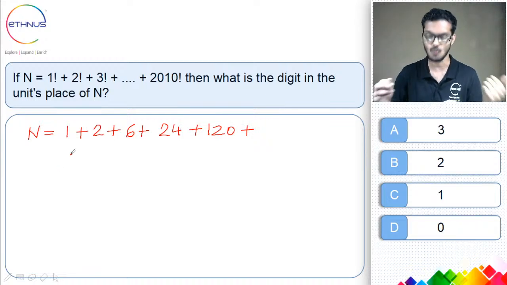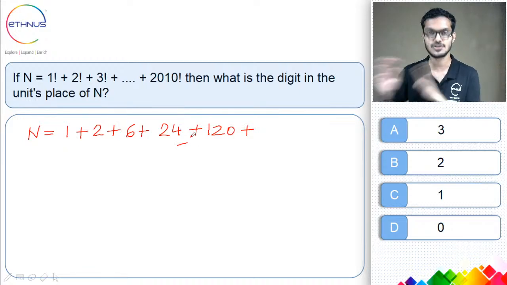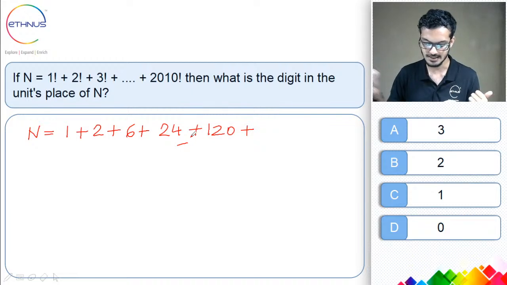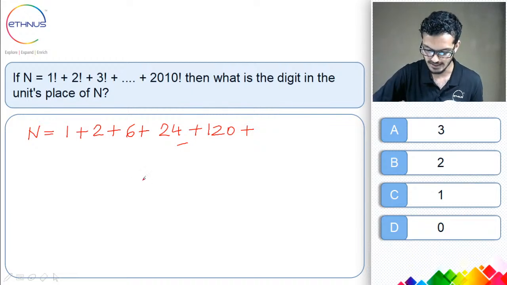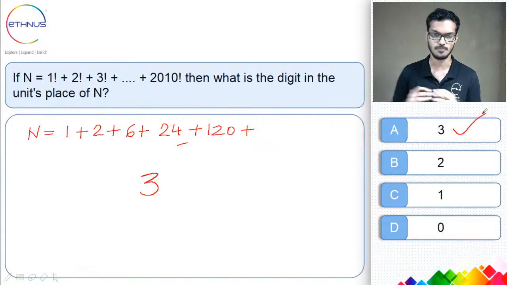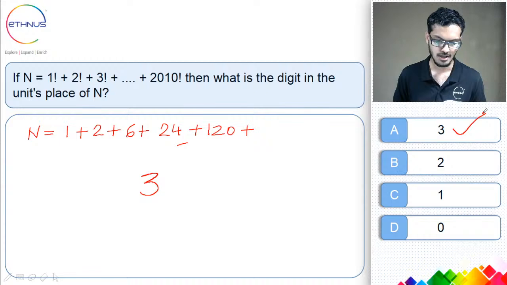So here it is 1 plus 2 plus 6 plus 4. I'm going to take only 4, then I'll stop there because all other numbers have 0 as the unit digit. So the sum will be 10, 12, 13. That is what I get. The unit digit of 13 is 3. So 3 is the correct answer for this problem. So option A is the correct answer.